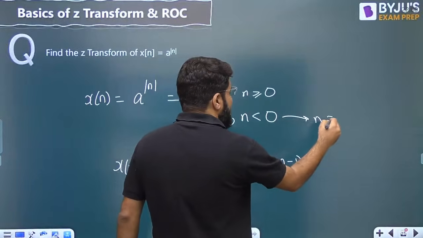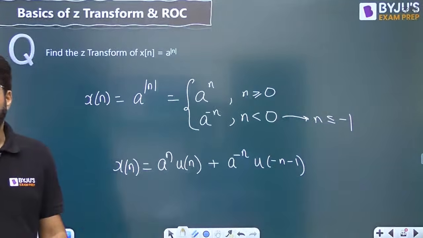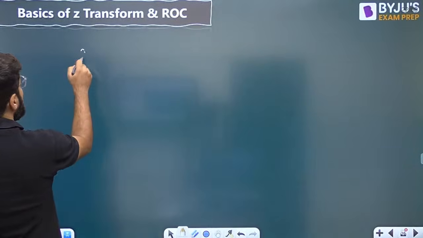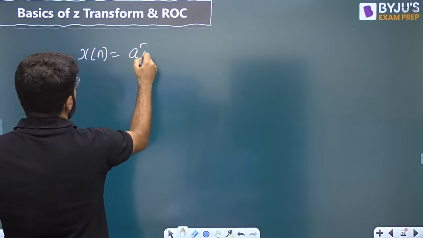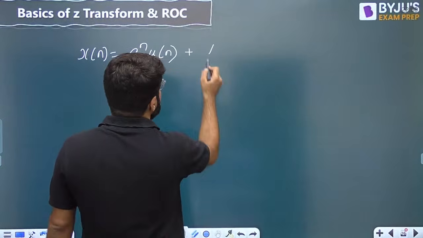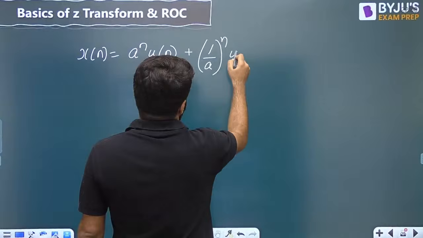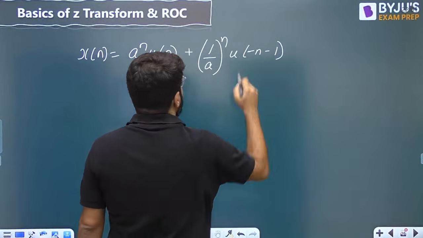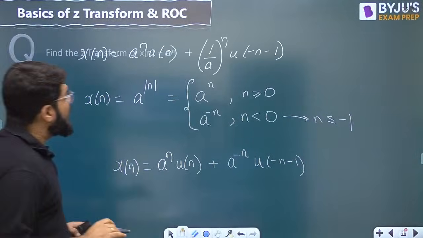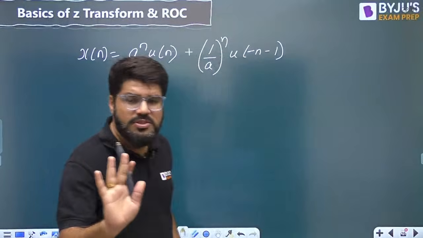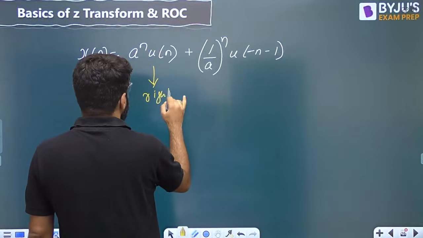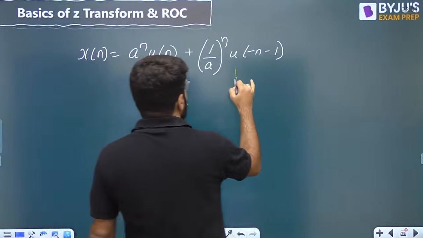n less than -1 means n less than or equal to -1, starts from -1. So such a signal is u[-n-1]. So x[n] is equal to a power n u[n] plus a power minus n, that is 1 by a power n, u[-n-1]. Correct. We are interested in what? We are interested in the ROC right now. We are figuring out the ROC. So what should be the ROC? Now see guys, one of the parts is right sided, one of the parts is left sided.